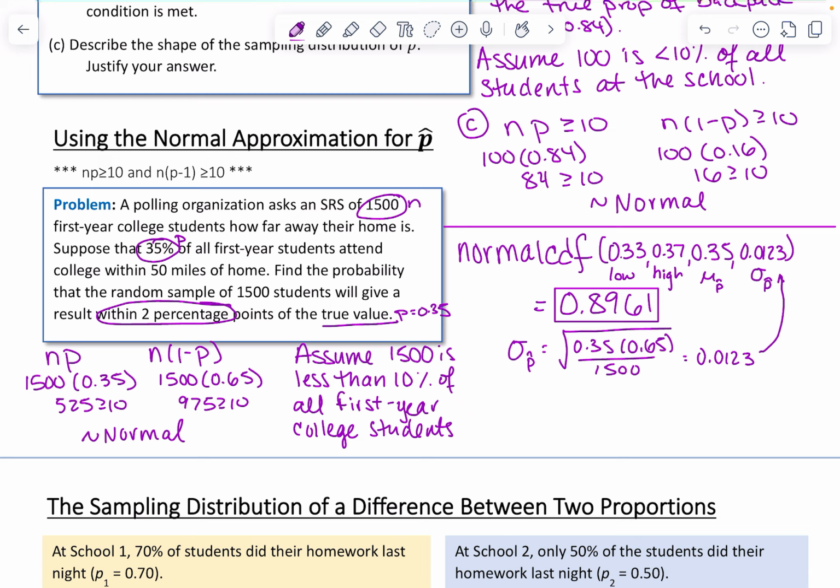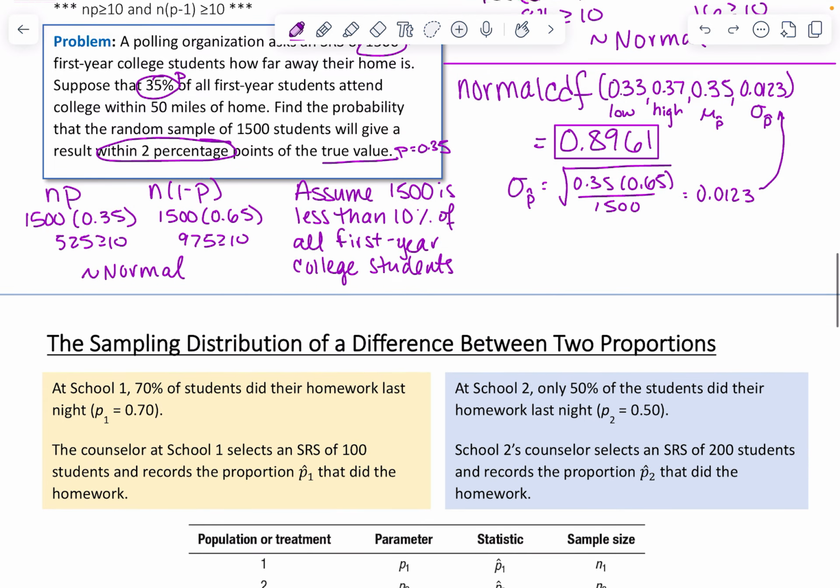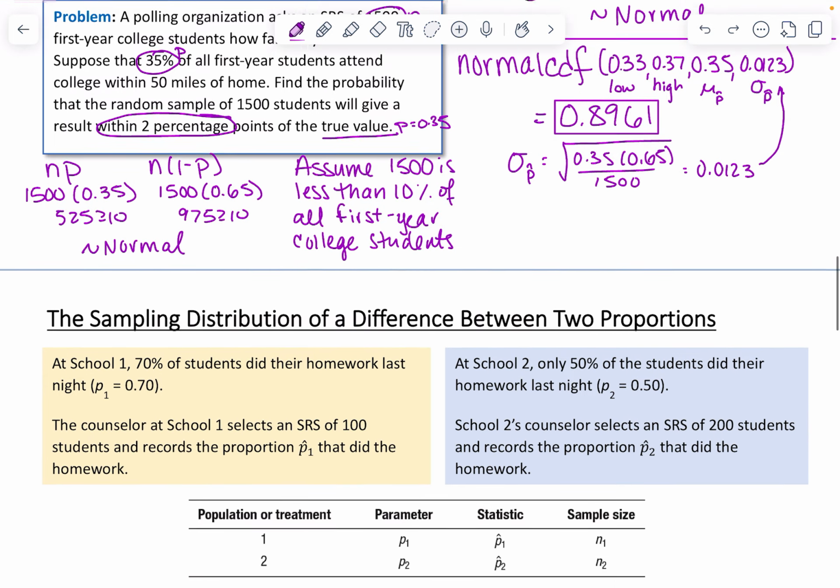Okay, so on your quiz next time, you're going to have one problem that looks very similar to this, except you don't have to check conditions. So it's just going to basically be this work right here. Now, the other problem, it's going to deal with two populations.